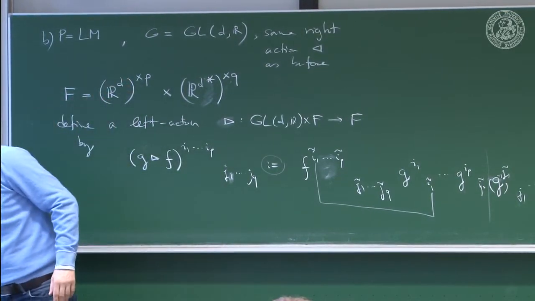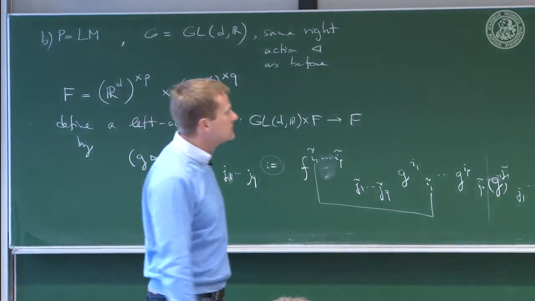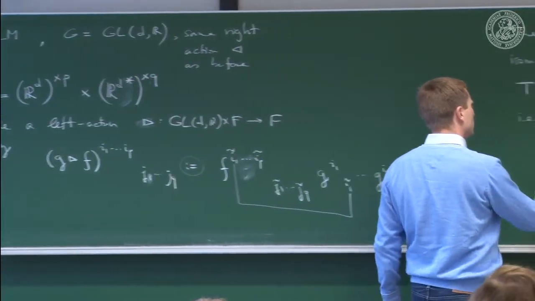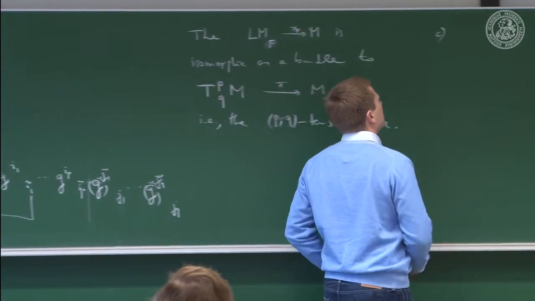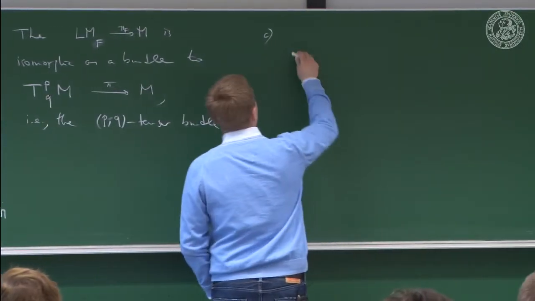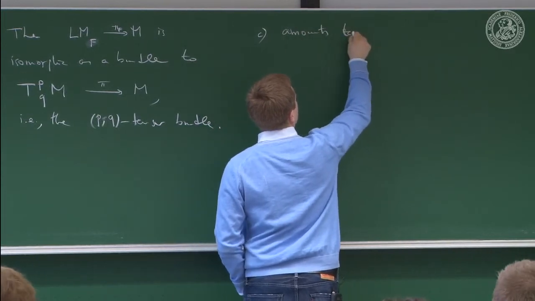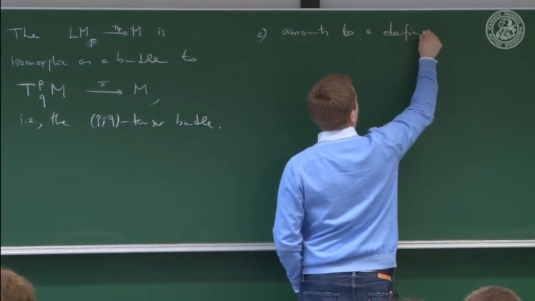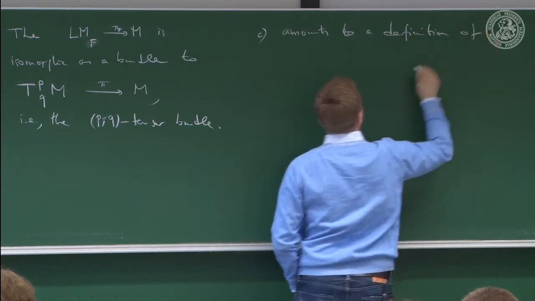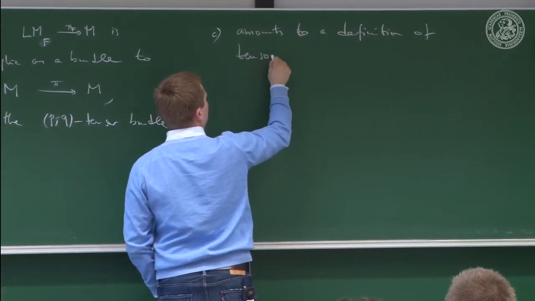Okay, but so all of this just reproduces stuff we already knew, but now comes the example C, and that amounts to a definition of tensor densities.